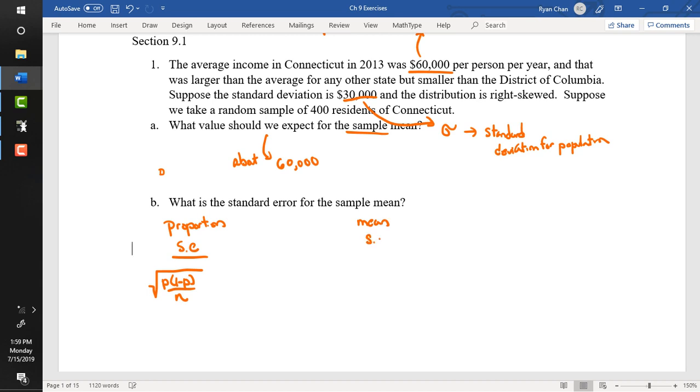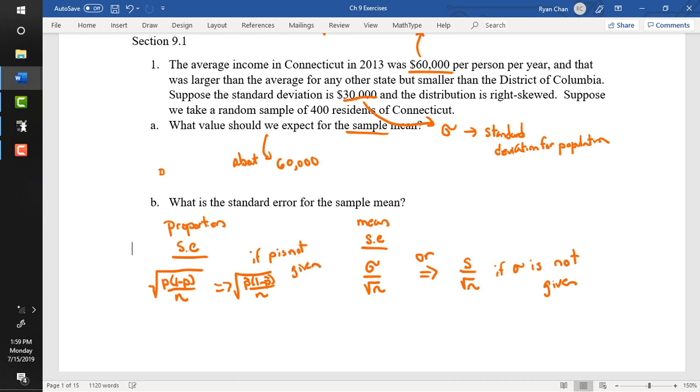So since I'm doing mean, the standard error I'm going to use is sigma over the square root of n. And remember, sometimes we use S over the square root of n if sigma is not given. Just like we use p hat times 1 minus p hat over n if p is not given. So be really careful. When they ask you to find the standard error, ask yourself: am I doing standard error for proportion, or standard error for mean? That's really important to keep in mind.